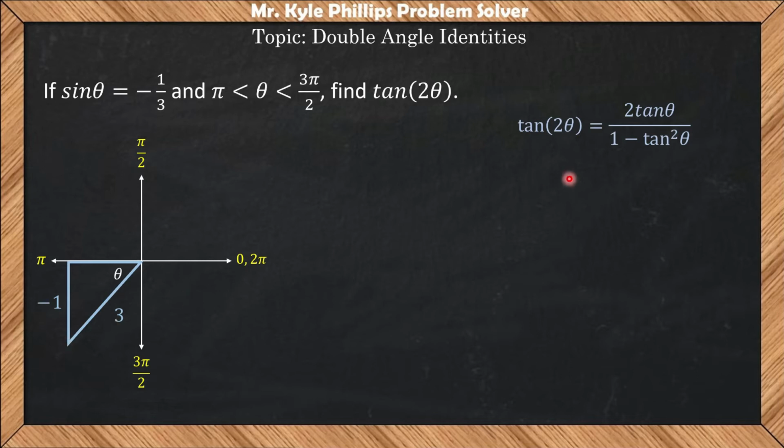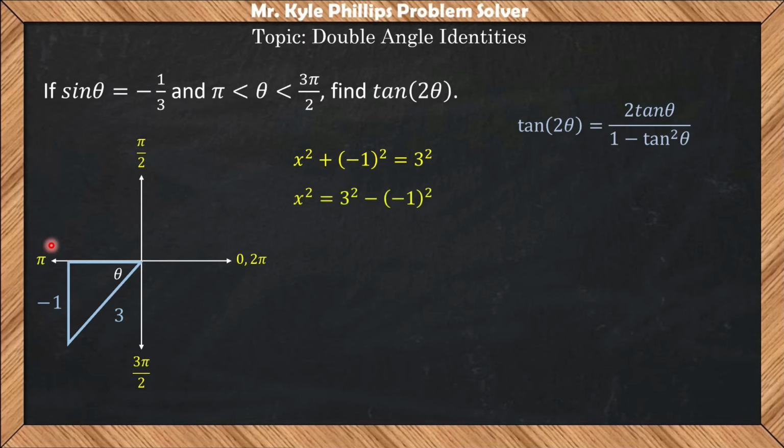And now to fill out our double angle identity, we need the ratio for tangent. And here tangent is the opposite over the adjacent. So here I have the opposite, but I'm missing the adjacent leg. So I'm going to need to use the Pythagorean theorem to find that. So I'll set that up and say my missing leg squared plus negative 1 squared should equal my hypotenuse squared.